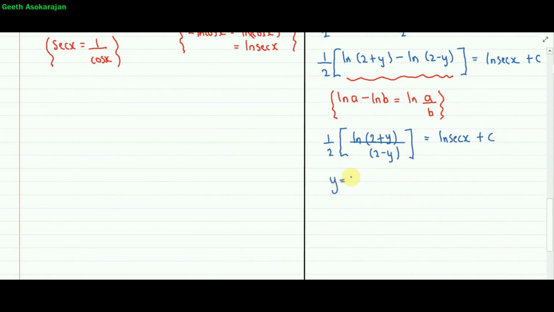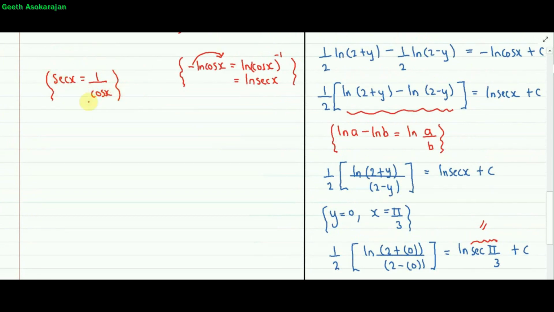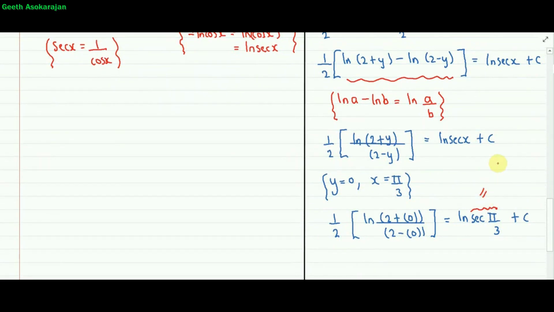So y is equal to 0, x is equal to pi over 3. Let's calculate c. As a result, half into ln of 2 plus y, replaced by 0, divided by 2 minus y, replaced by 0, is equal to ln sec, and x is pi over 3, so sec pi over 3, plus c. Now, as for this term, as we discussed earlier, sec is the reciprocal of cos. So sec pi over 3 is the same as 1 over cos pi over 3.